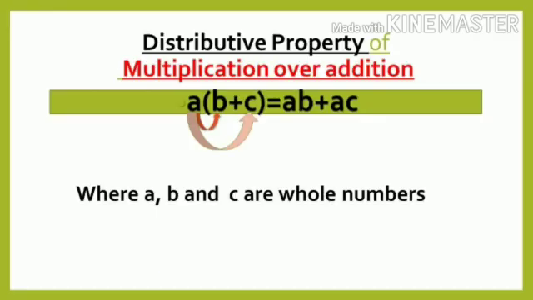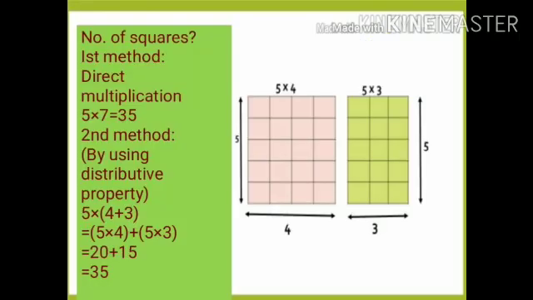The last property is distributive property. Here, distributive property of multiplication over addition, where A, B and C are whole numbers. So what we have to do, we have to take two numbers together and we will multiply these two numbers with the number which is alone here. Then after multiplying it, we will get AB plus AC.